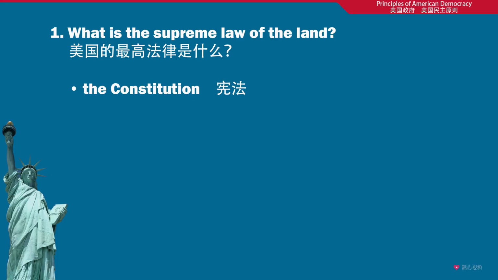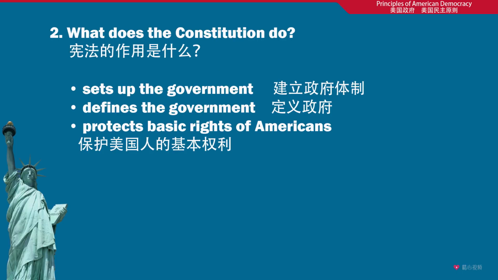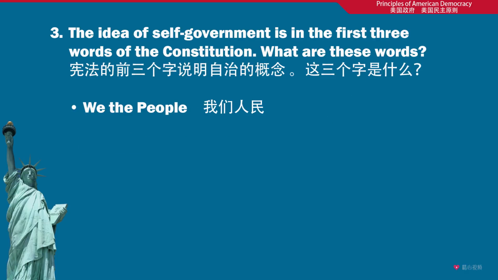What is the supreme law of the land? The Constitution. What does the Constitution do? Sets up the government. Defines the government. Protects basic rights of Americans. The idea of self-government is in the first three words of the Constitution. What are these words? We the people.